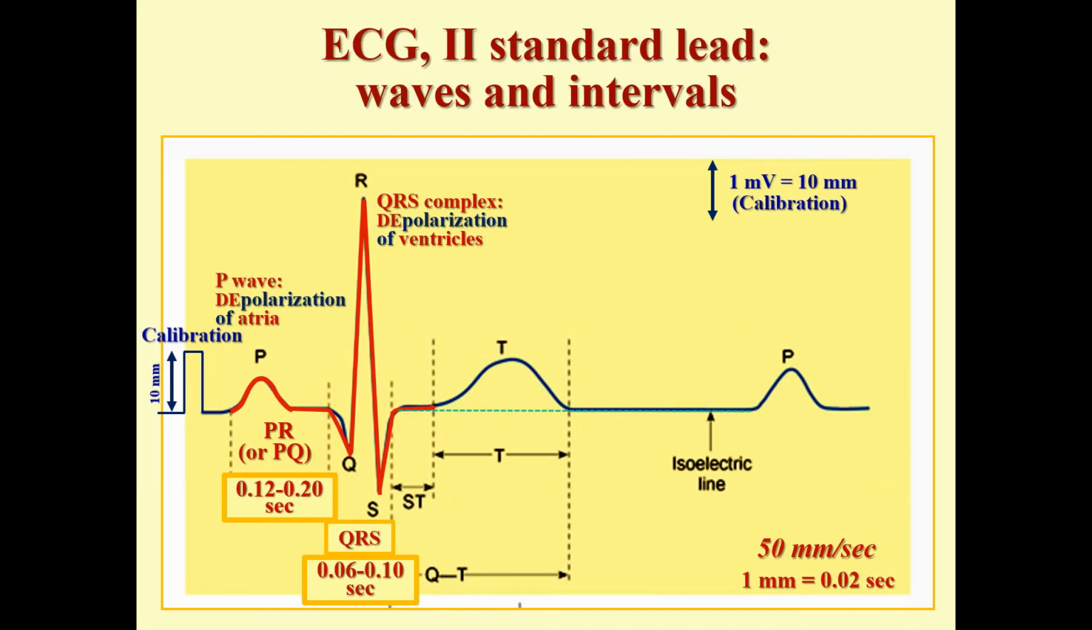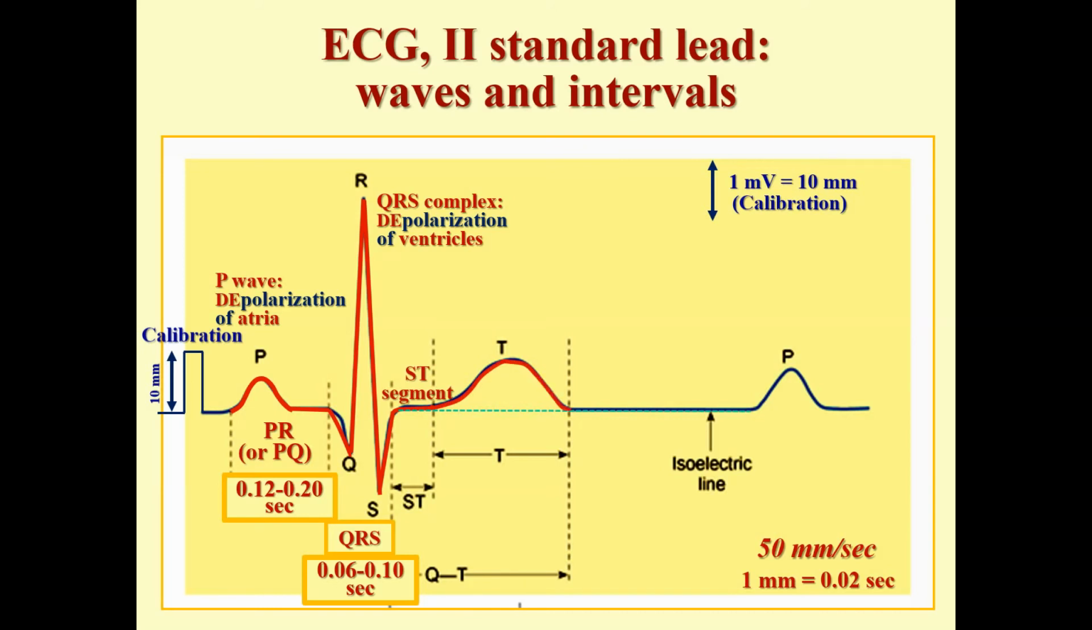Any greater difference from the isoelectric line allows us to say that there is hypoxia and insufficiency. Actually, we mostly say ischemia. Ischemia means exactly insufficient blood supply. The heart ischemia. And ischemia is accompanied by hypoxia, of course. So this is the ST segment.